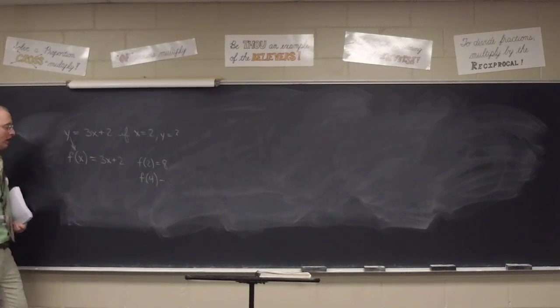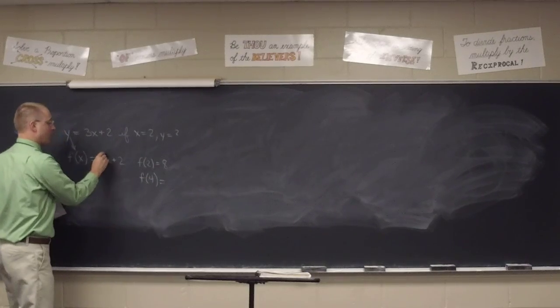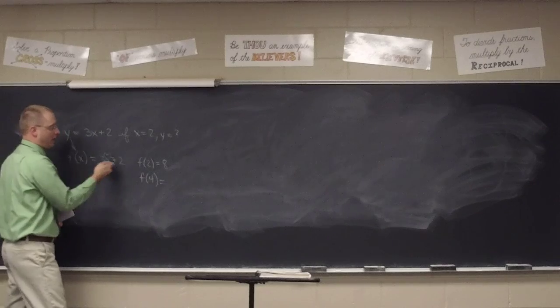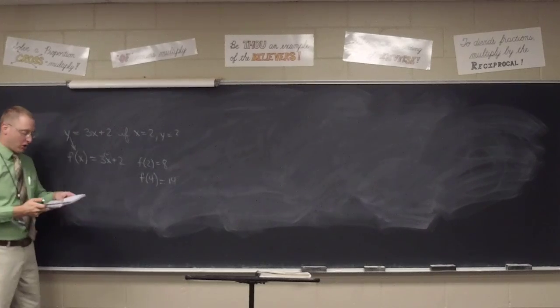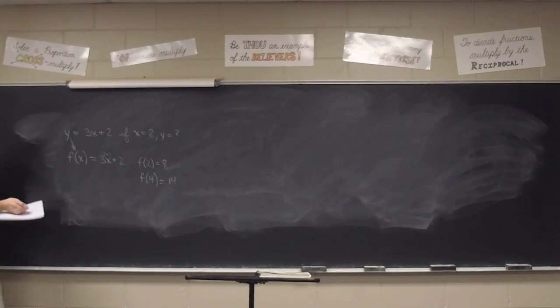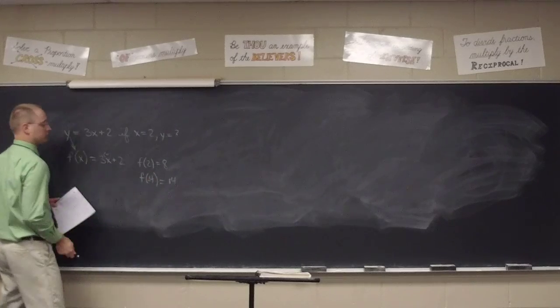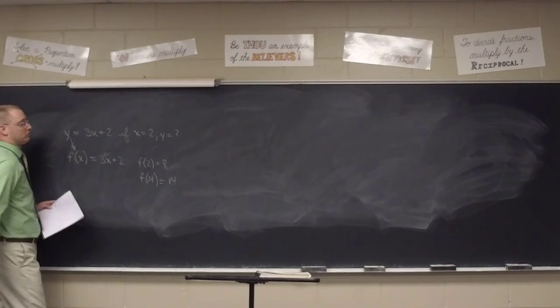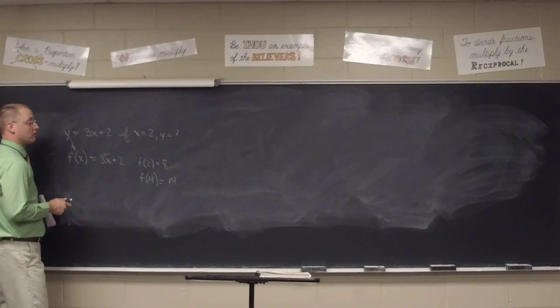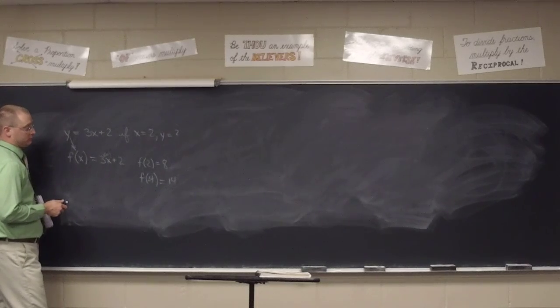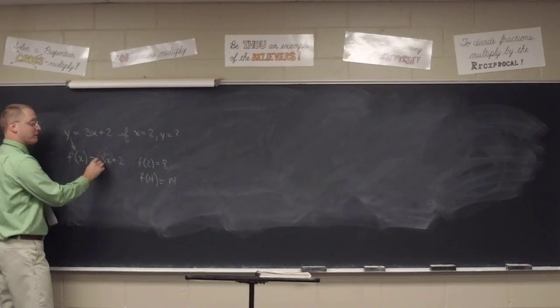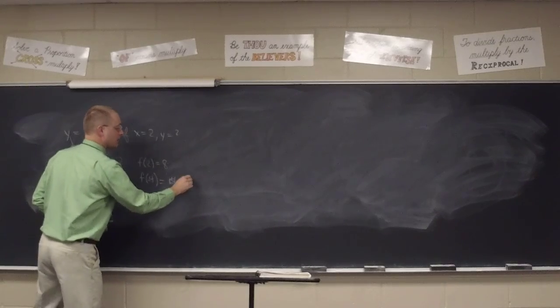What would be f of 4, class? 14. 14, because we now replace the x with a 4, and we get 14. Remember talking about function notation. What if this had been a negative 4? Negative 10. This gives negative 12 plus 2, which would be negative 10.